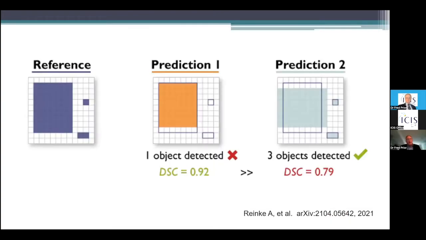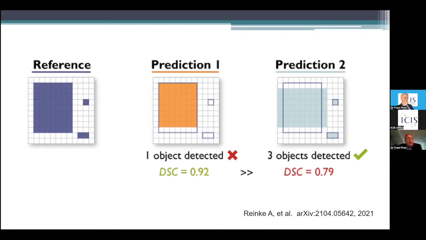I'll just show you one example where something can fail. Over on the right, the reference, let's say we're looking at a CT of the liver, and you have one large metastasis and two small satellite lesions. You have an AI system, prediction one here, that does a pretty good job of finding the large lesion, but completely misses the two smaller ones. Then you have prediction two, which does a pretty good job of finding the large lesion, and also finds the two smaller ones. In fact, though, if you use the DICE coefficient, prediction one looks a whole lot better.